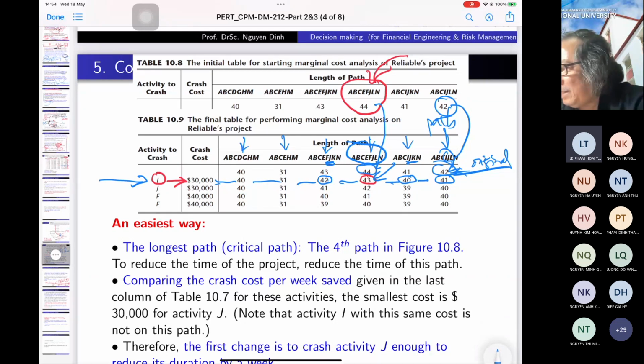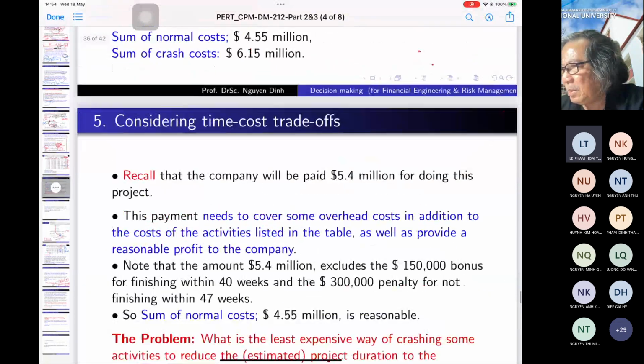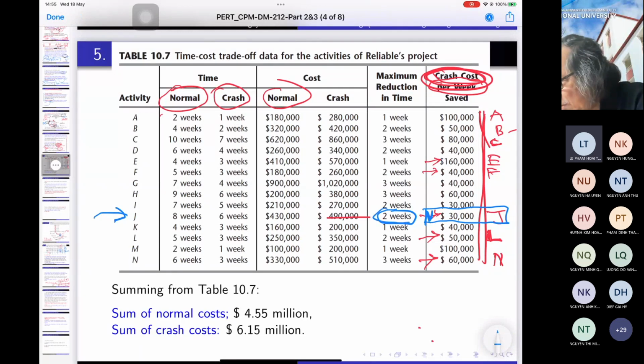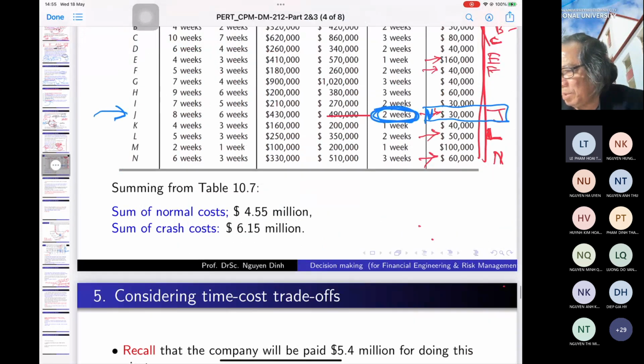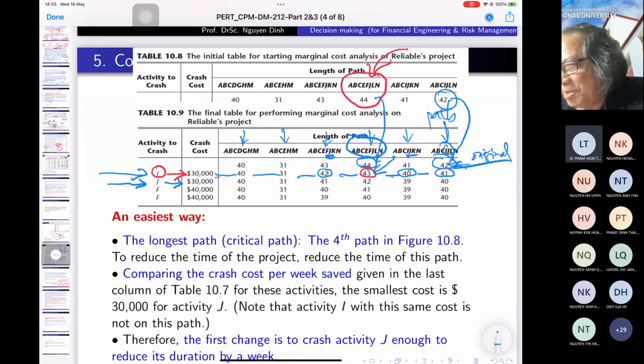But you look again here, at the nodes in the critical path, and look at this table. Still the node J is the cheapest. And the possibility for reducing the time of this is 2 weeks. So you reduce 1 more week at J. We reduce the node J again 1 more week. And the money we have to pay is $30,000 more.